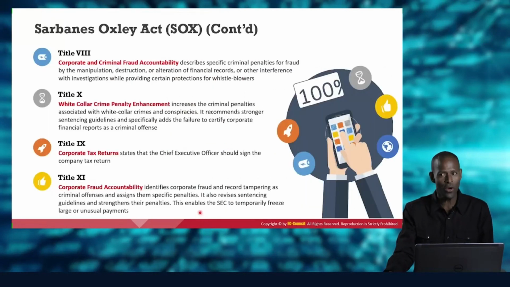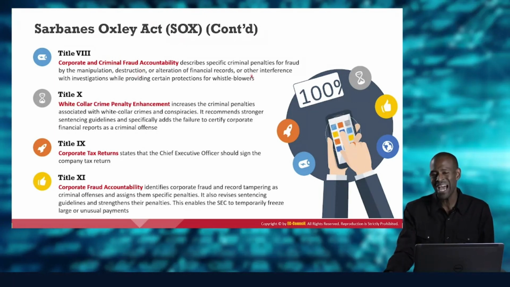But wait, there's more. There's more of SOX. Title VIII, we want to manage corporate and criminal fraud accountability and make sure that we have good penalties for any manipulation, destruction, and alteration. So for instance, if you're about to be investigated and so you have people up all day and night shredding and burning every document, right? That is willful destruction of potential fraud information, and you can be in big trouble.